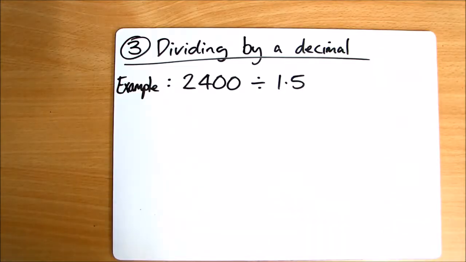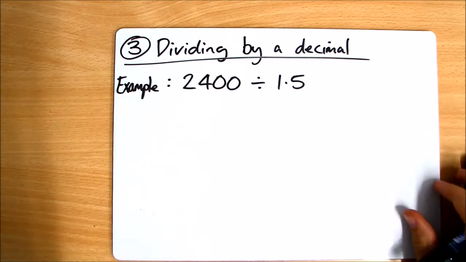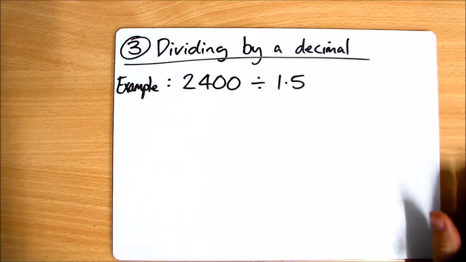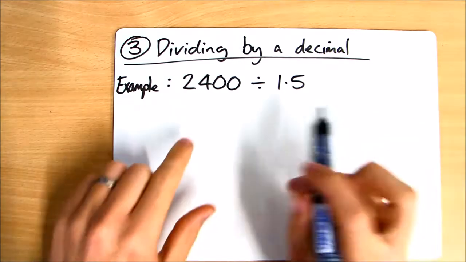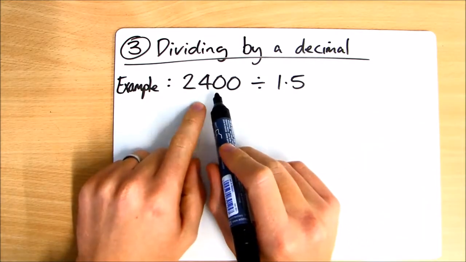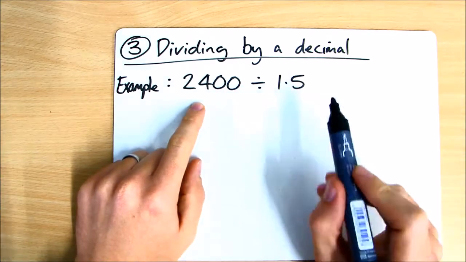Okay, for those of you who took home homework task number 3, that's dividing by a decimal. This video should hopefully help you a little bit. Okay, so we're doing 2,400 divided by 1.5.